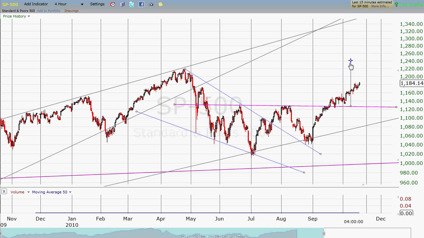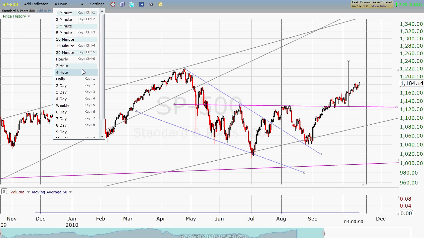The target from this inverse head and shoulders is conservatively 1240. I think it could go a little higher than that just based on this long candle here. And it's also very possible that it goes significantly higher. This is the minimum expected target. So let's look now at a 1-hour chart.